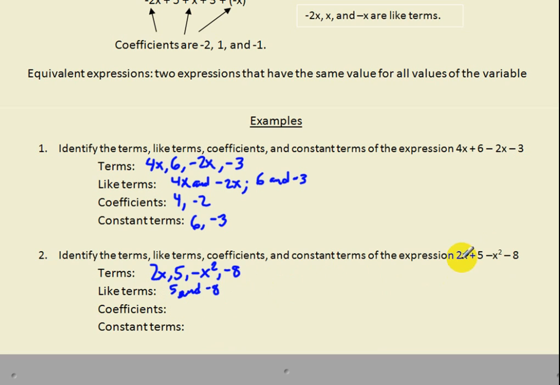The coefficients are 2 and negative 1. Negative x squared means negative 1 times x squared. And then the constant terms are 5 and negative 8.